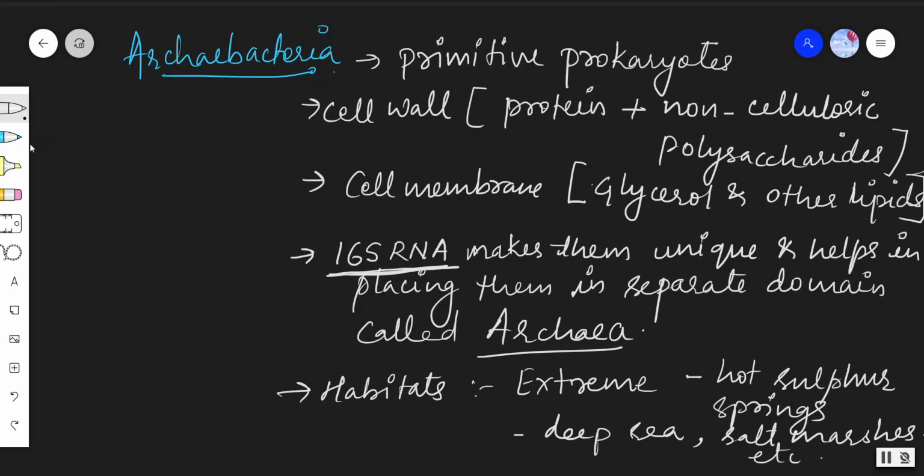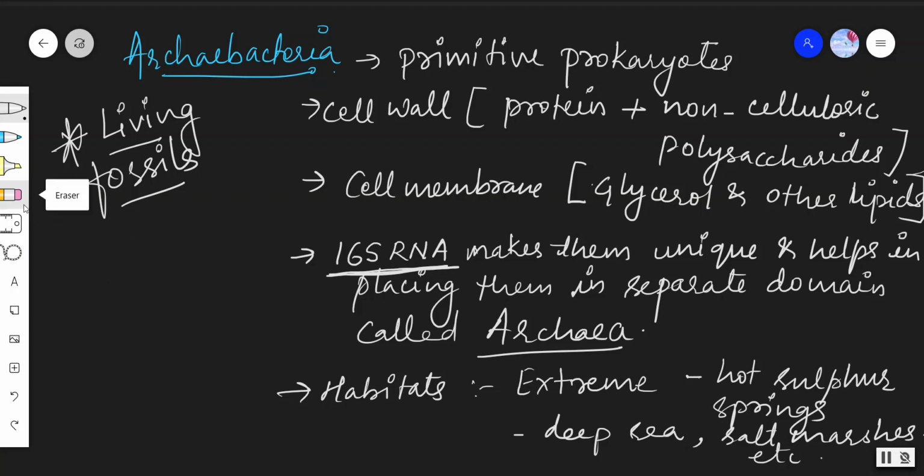Okay, and Archaebacteria are called living fossils. Why? Because they represent the earliest form of life on earth, and they are still present, so they are known as the living fossils. Okay, so who are known as the living fossils? Archaebacteria are known as the living fossils because they represent the earliest form of life on earth. Okay, I hope this point is clear.